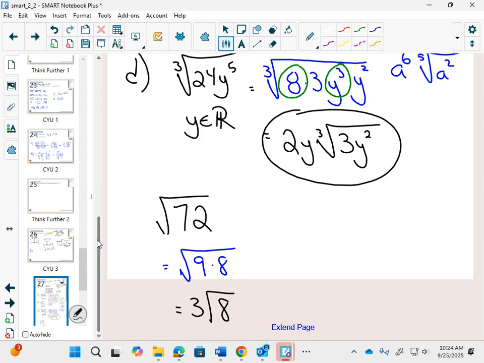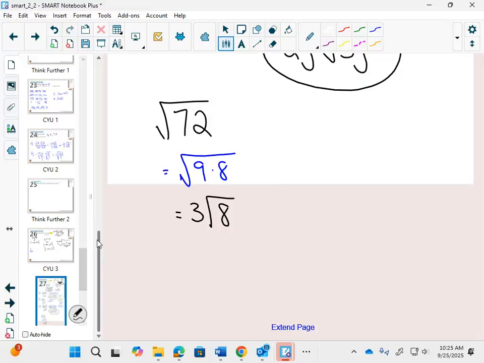How did I do? Pretty good? Yeah. Good? It's not right. You can simplify 8 more. Oh my goodness. Right? Because 8, oh, this is blue step. That's 4 times 2. So I could bring out the 2. 2 times the 3. This would be 6 root 2.